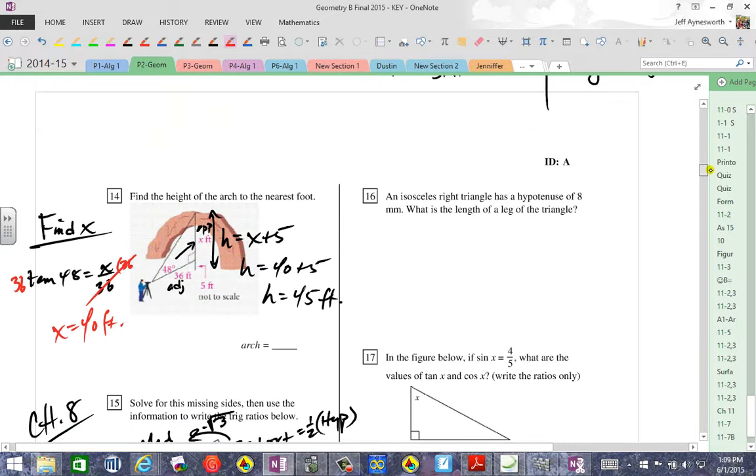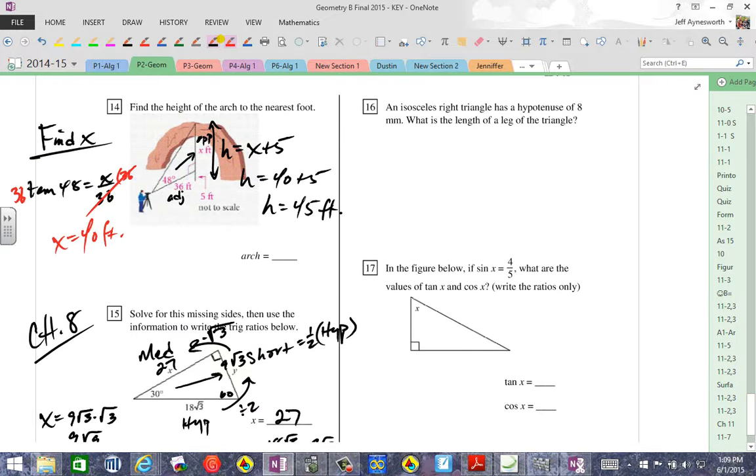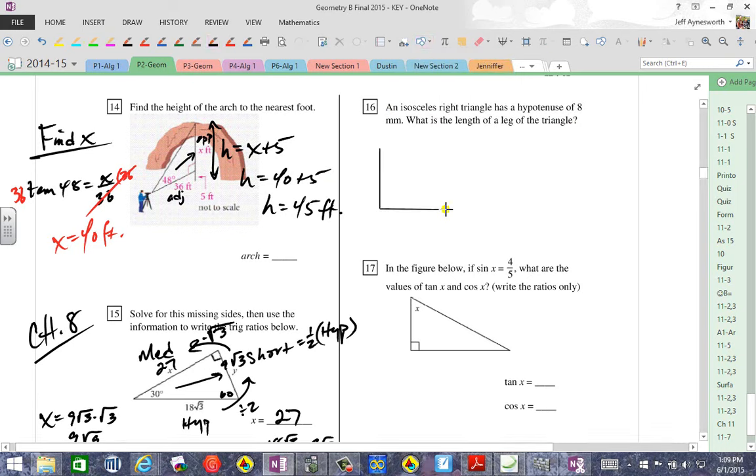Okay, next one here, number 16. Isosceles right triangle with a hypotenuse of 8. So you draw an isosceles right. Isosceles means that the two angles are congruent in a right triangle. That means you got a 45, 45, 90. Hypotenuse is 8, because it tells me that. Find the length of the leg.